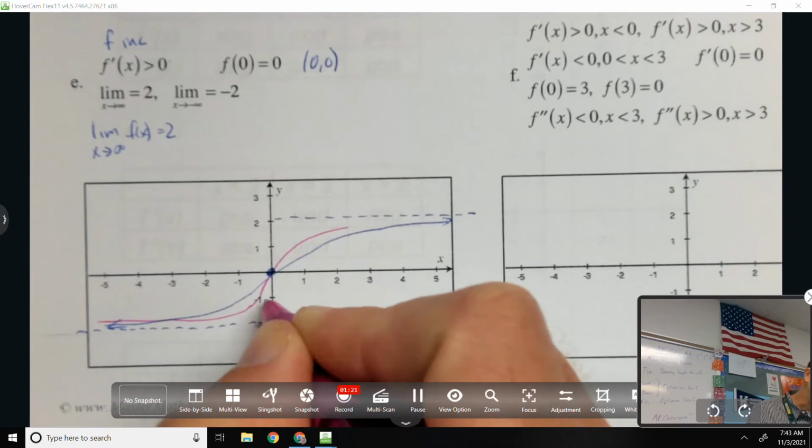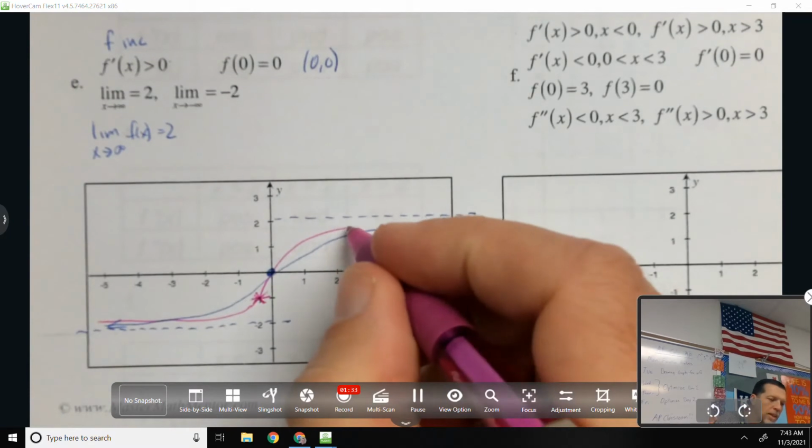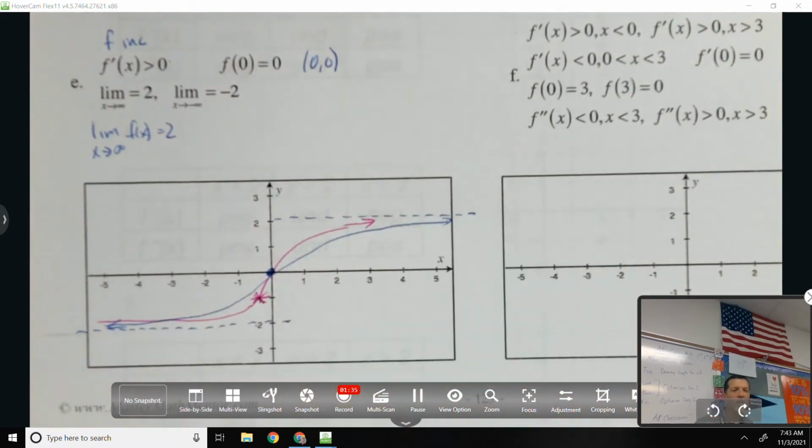I could try to draw it where 0, 0 is not the point of inflection. But I think most people would just draw it nice and symmetric, with the origin as the point of inflection. But that wasn't required, so there's other ways to get there.